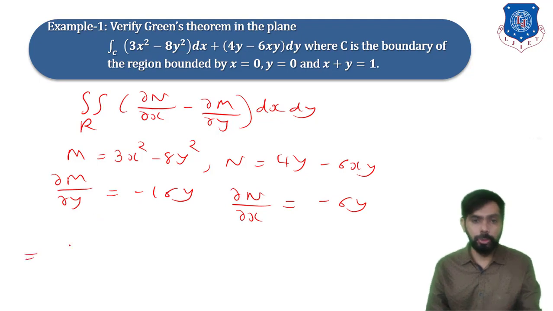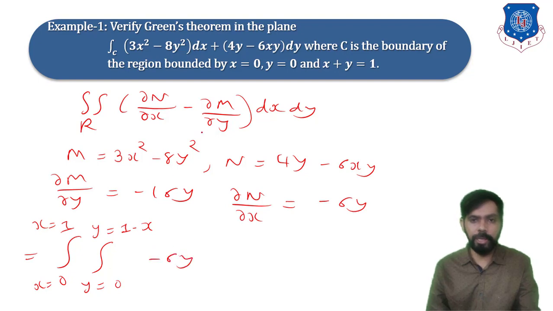Okay, so this will be equal to integration from 0 to 1, because the limit of x is from x equal to 0 to x equal to 1, and y will vary from y equal to 0 to y equal to 1 minus x. And del n by del x minus del m by del y is minus 6y plus 16y, and here we will write dy dx, not dx dy, as here we are integrating first with respect to y, then with respect to x.